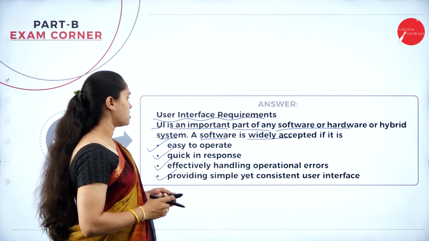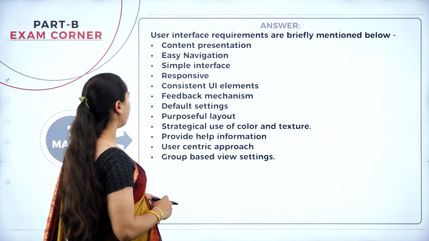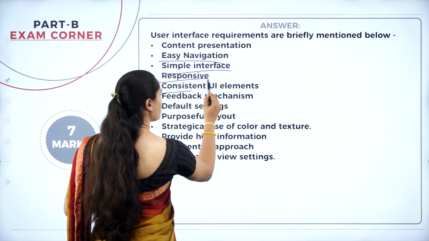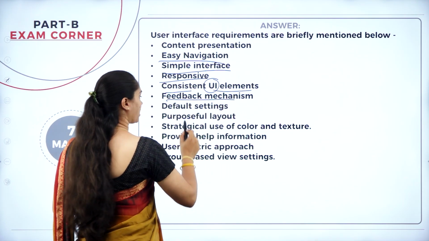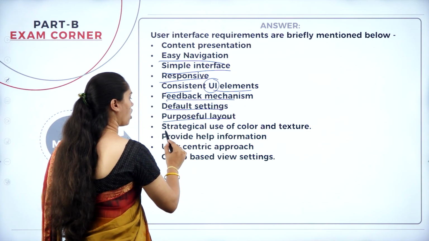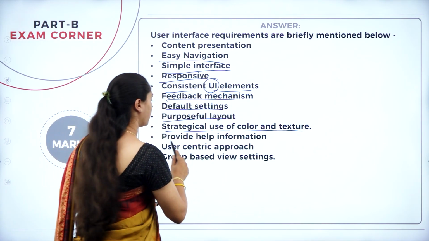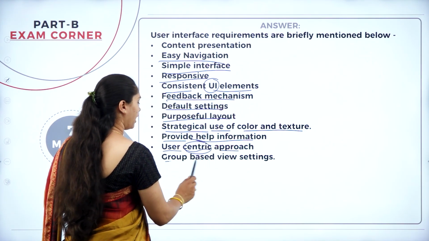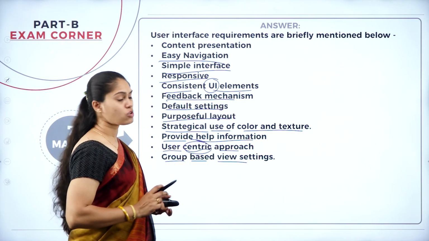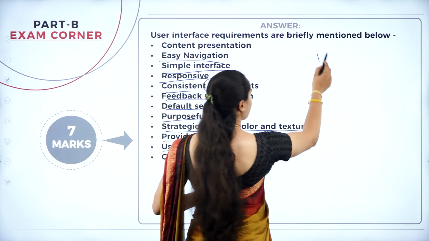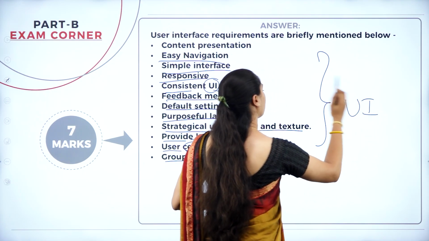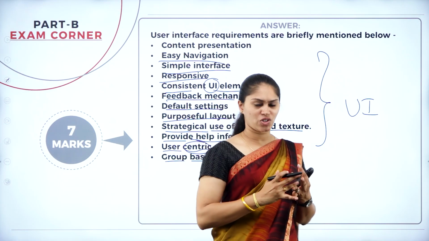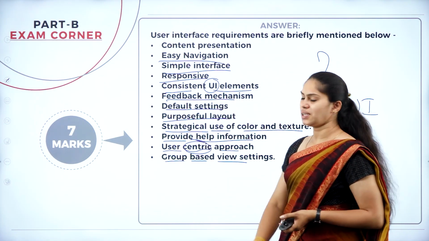interface. So this is all regarding user interface requirement, and also it needs to have easy navigation, simple interface, responsiveness, consistent UI elements, feedback mechanism, default setting, purposeful layout, strategic use of color and texture, provide help information, user-centric approach, and also group-based view setting. So all these are the requirements related to the user interface. So totally you have to write about functional components, non-functional requirements as well as user interface.